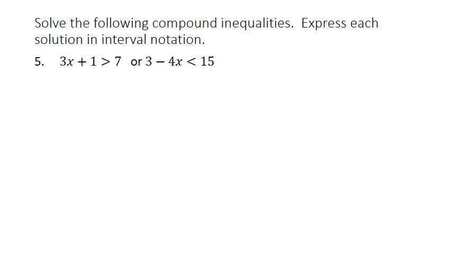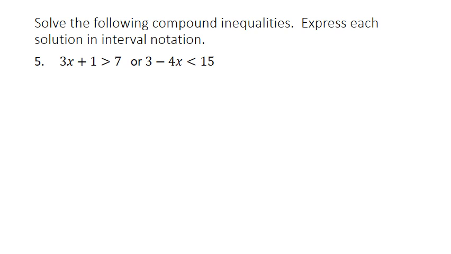All right, then we get to the dreaded "or." While "or" means something different than "and," we'll get to the "or" in a second, but let's work this problem out. Solve this compound inequality, and then once again answer in interval notation, where it says 3x plus 1 is greater than 7, or 3x minus 4x is less than 15. So once again, don't worry about the "or" right now. We'll come back to that.